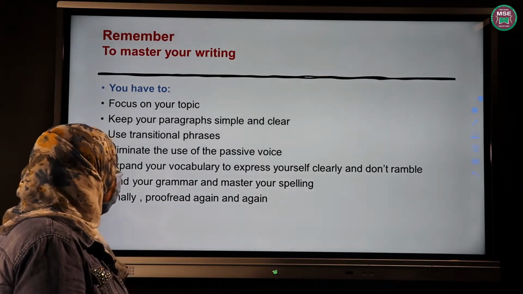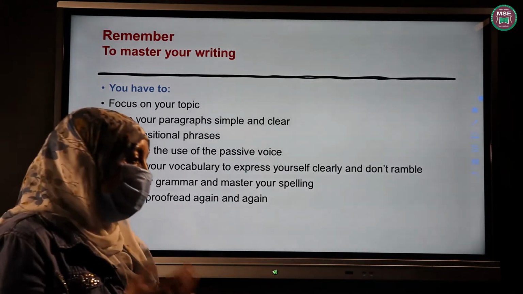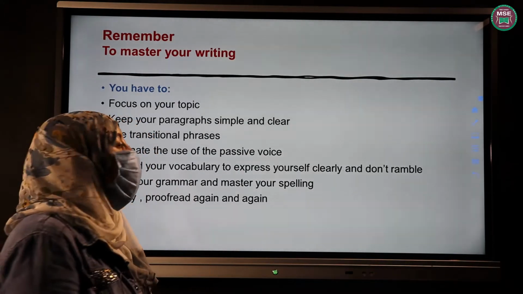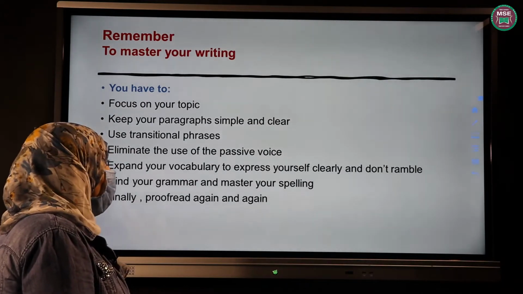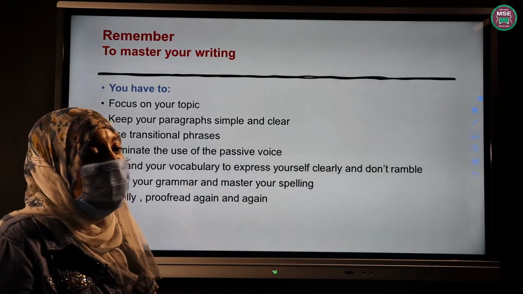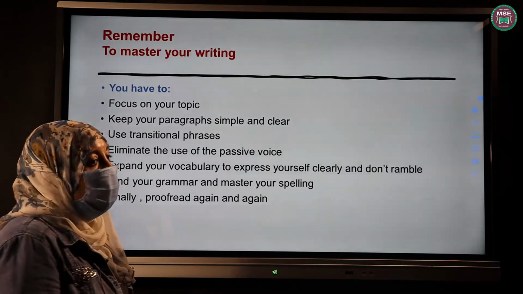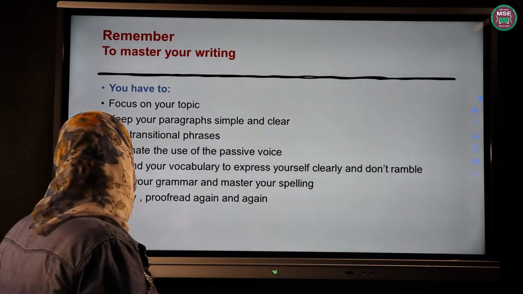Expand your vocabulary to express yourself clearly and don't ramble. Don't try to write a lot, in order not to be confused and not to write in a confusing way. Mind your grammar and master your spelling. Take care of your grammar and your spelling mistakes. Take care of the capital letters and the small ones, and try to be as good as possible.